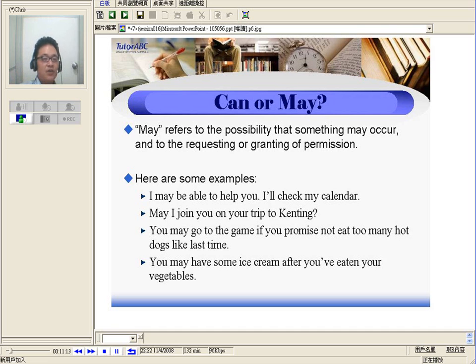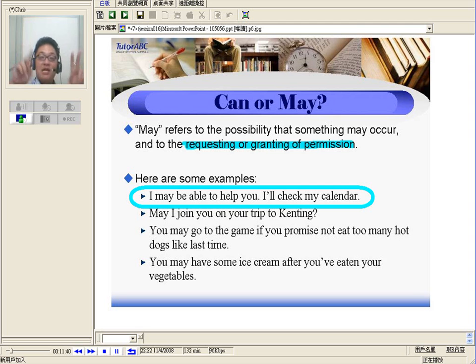Alright? May, on the other hand, is talking about something that may occur, or meaning maybe, or requesting or granting of permission. Requesting or granting permission. Okay, so you see, I may be able to help you. I'll check my calendar. Maybe. Maybe. It's two different words. Okay, it's two separate words, not just maybe as one word. Yes, maybe comes from may be, but you know what I mean.